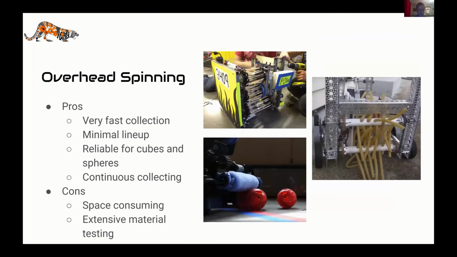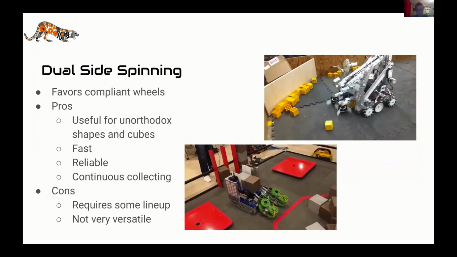Overhead spinning is a very good way to intake stuff depending on the situation. They are a fast collection. They take very little lineup. They are reliable for cubes and spheres, and they are always continuously collecting. But usually with the overhead spinnings, they take up at least one side of your robot, and they need lots of material testing to find the right tension.